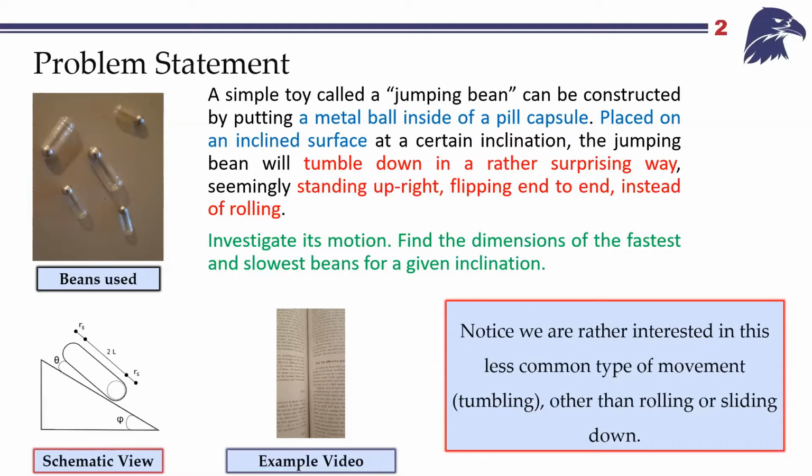So, what do we need to extract from that? We need to investigate its motion, which is the part in green, and find the dimensions of the fastest and slowest beans for a given inclination.